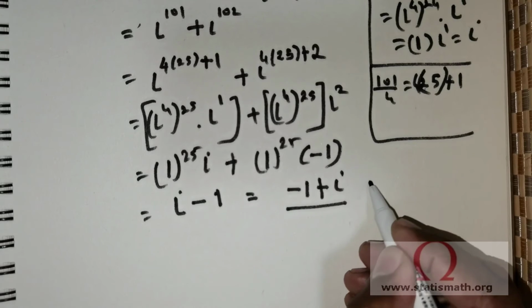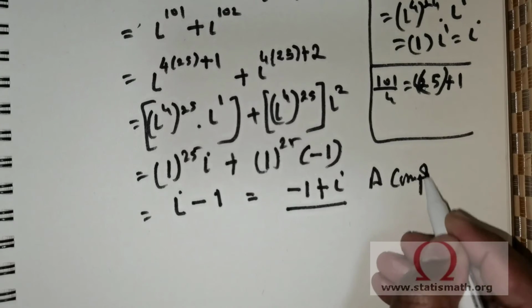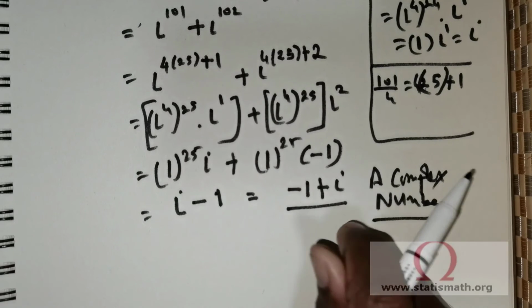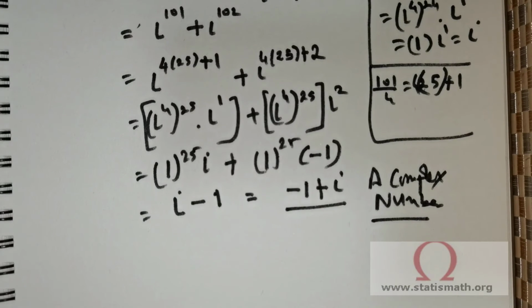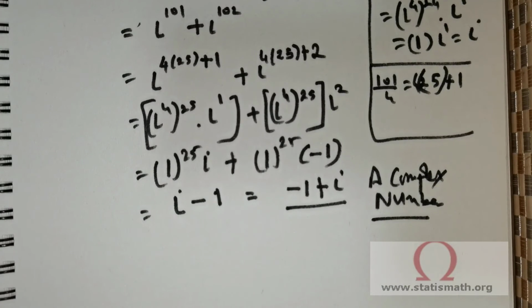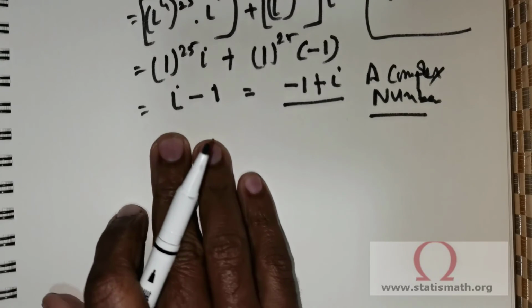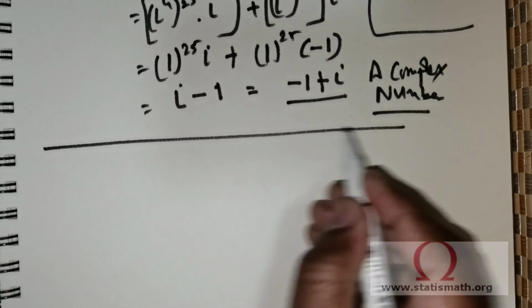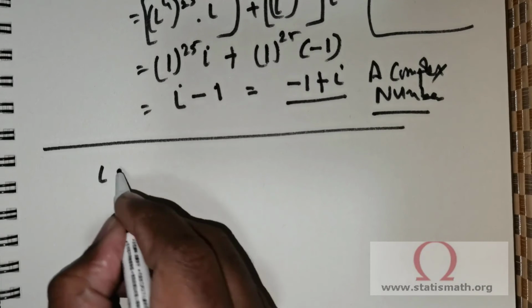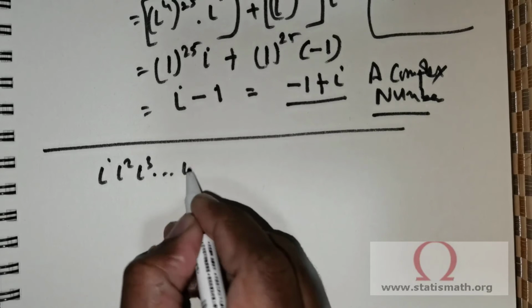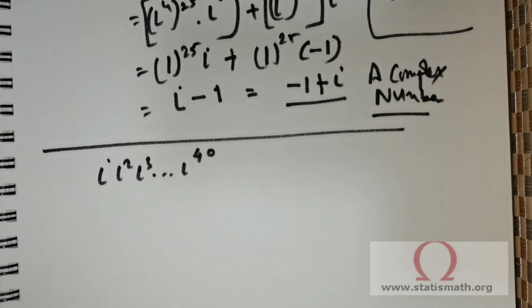So what is this? This is a complex number. Okay, the output is a complex number. This is a nice problem. You need to do questions like this to better enhance your ability of problem solving. So having given this, let us do the final question, which is i squared, i to the power 3, and it goes on to i raised to the power 40.